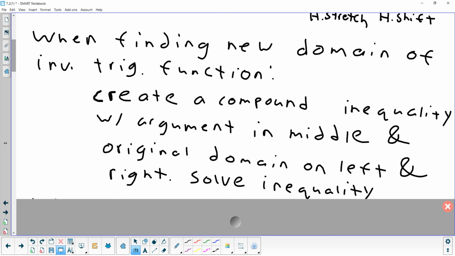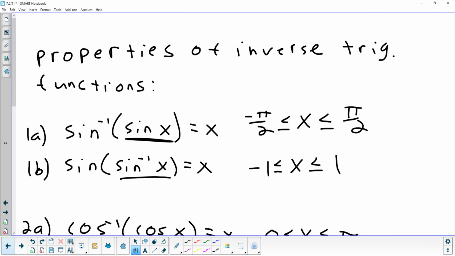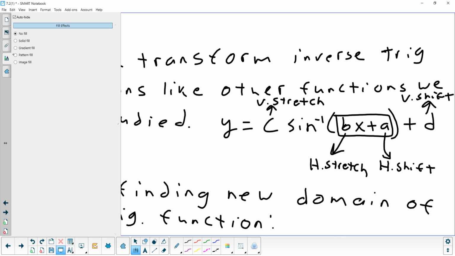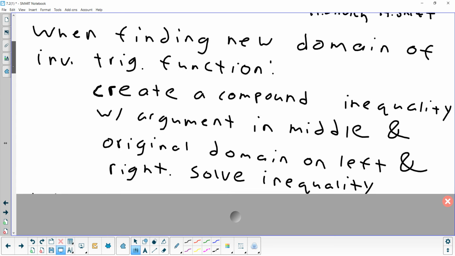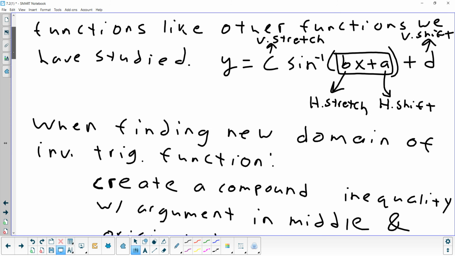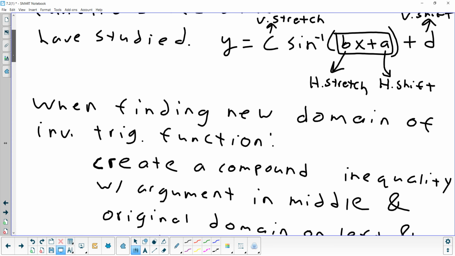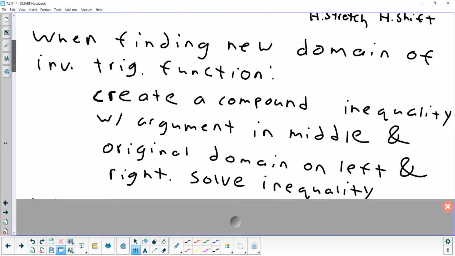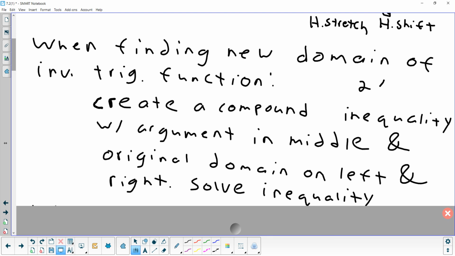What you're going to do is set up a compound inequality. We did those earlier. These are compound inequalities. They're conjunctions, that's another name. So set up a compound inequality with the argument in the middle and the original domain on the left and on the right. So let's just say your argument was 2x. Okay, b was 2. You do something like this. Put the original domain on the left and the right.